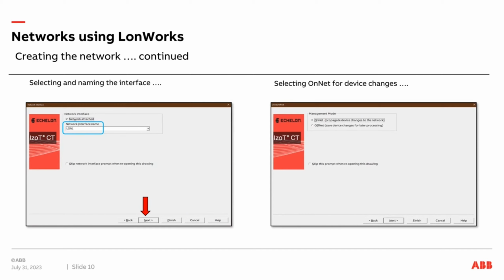The next aspect of this is to set up how device changes are transmitted, or when they're transmitted to the network. As you can see here, the selection for OnNet has been checked. What that means is that when a change takes place, like accel rate or decel rate or whatever it might be, it is immediately sent to the network and put in play. Once you make that decision, go ahead and press Next.